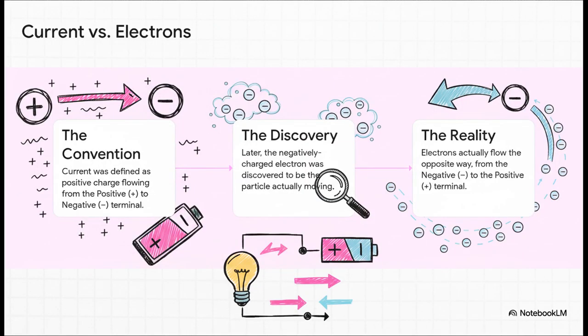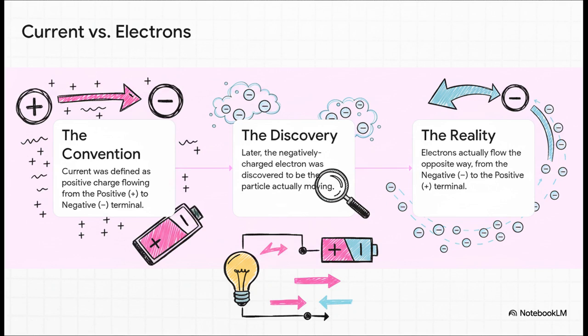Okay, so check this out. Way back in the day, before anyone even knew what an electron was, scientists had to make a call. They decided to define current as a flow of positive charge, and they said it flows from the positive terminal of a battery to the negative one. We now call this conventional current. There's just one tiny problem.